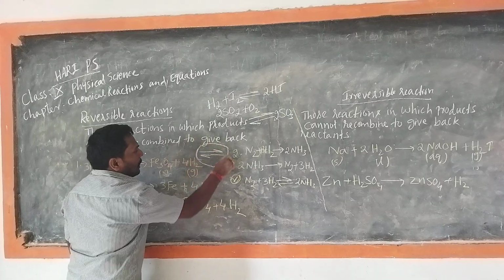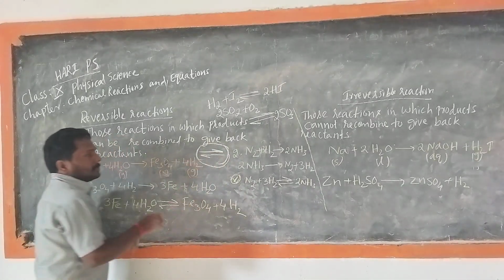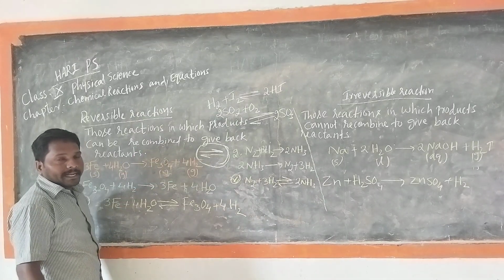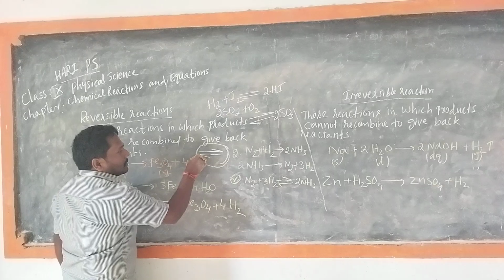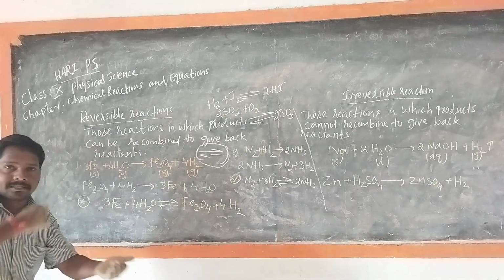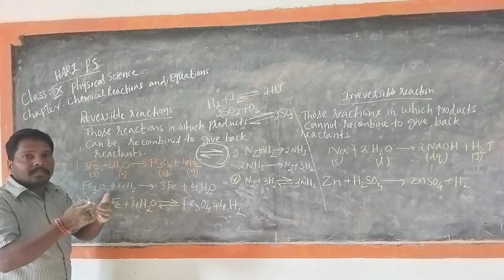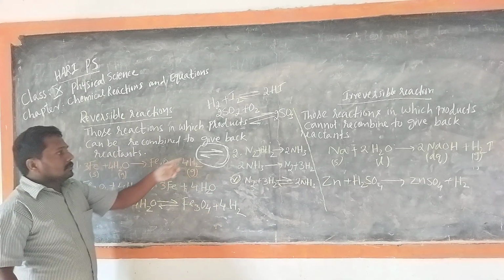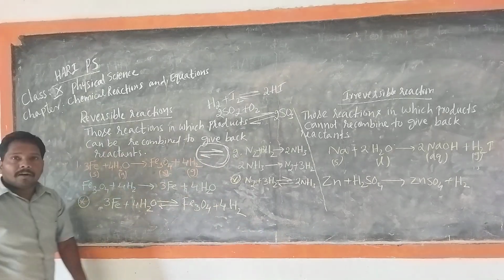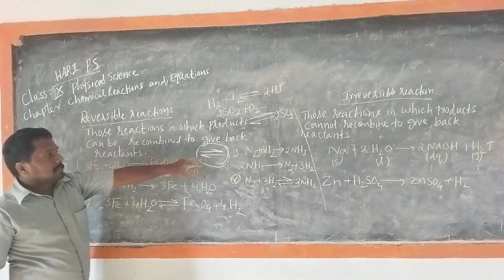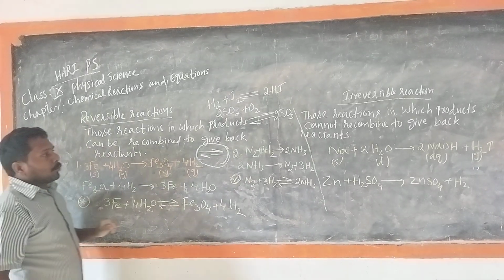A reversible reaction is represented with a double arrow. One arrow represents the direction of the reaction, and the other arrow represents the reverse of the reaction, meaning the reaction goes back. This is the actual direction of the reaction and this is the reverse direction of the reaction, so we represent it with a double arrow.